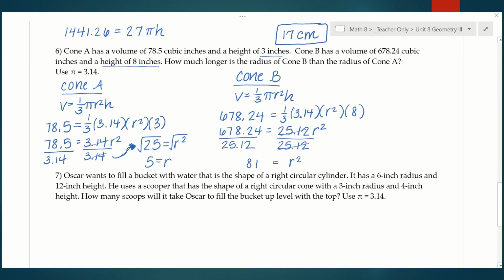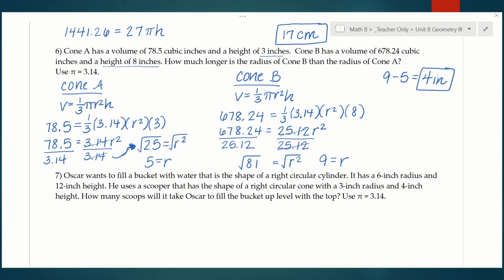Again, to get just r, we have to think, what number times itself gives me 81? Or if I want to unsquare r, I take the square root. And so I'm getting that the radius of that cone is 9. Okay, it says how much longer is the radius of cone B than the radius of cone A? Well, if I subtract the two, I'm getting that cone B's radius is 4 inches longer than cone A's.